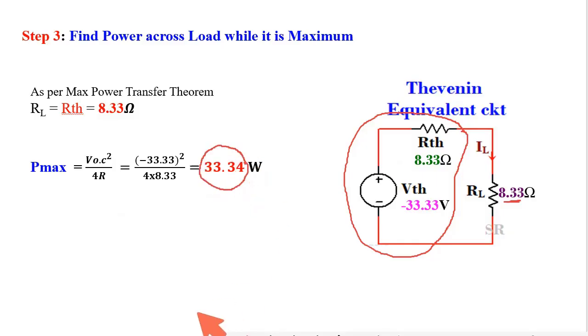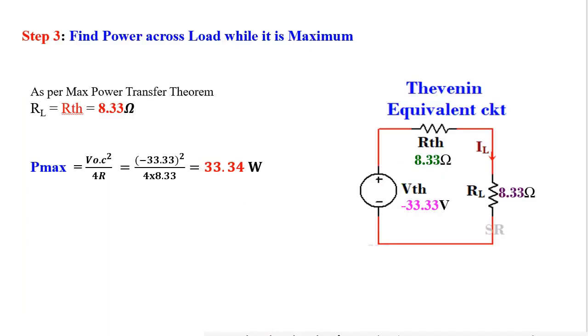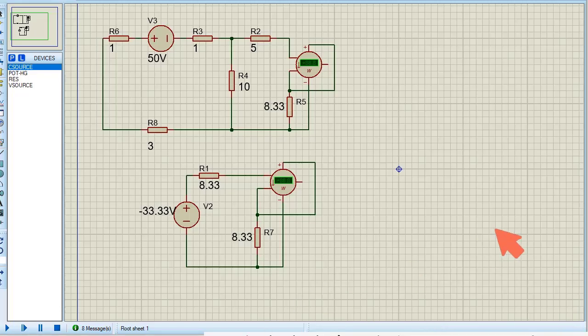Now I am using the simulation to check whether my calculation is right or not. Say this is VTH, this is RTH, and the load resistance is the same as RTH. In the main circuit also I have used the same load resistance, 8.33 ohm. Now if I get the same power in the main circuit and in the equivalent circuit, and if it is 33.3, then it can be confirmed that my calculation is perfect.